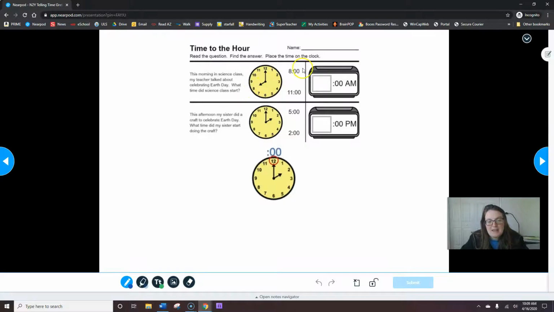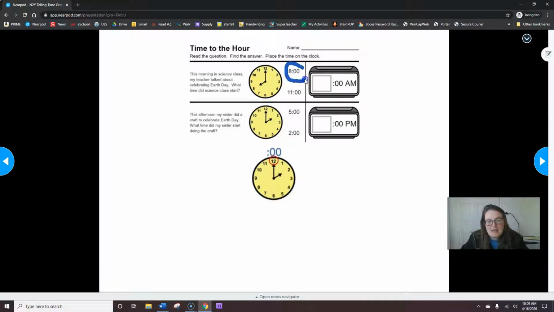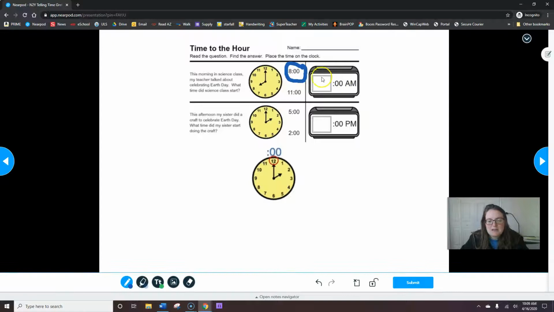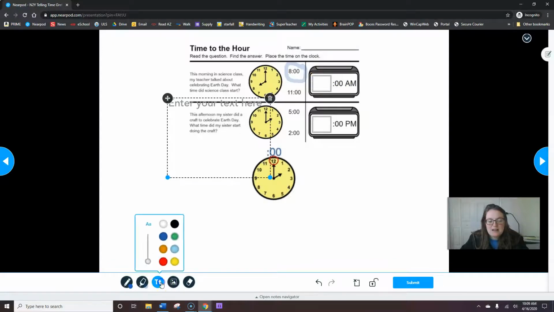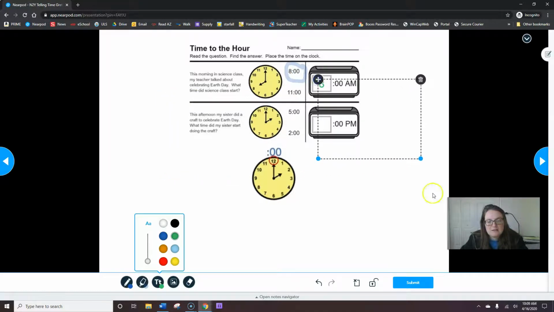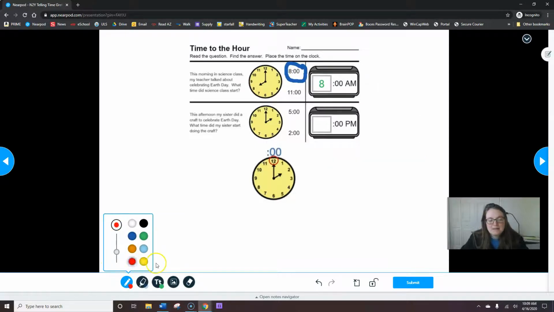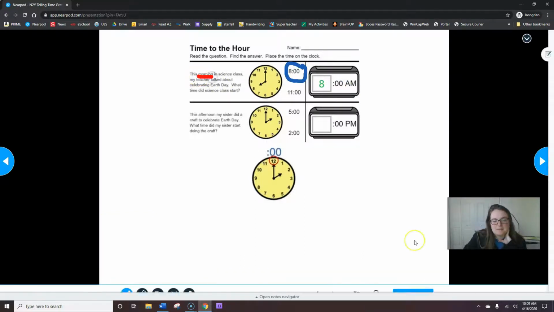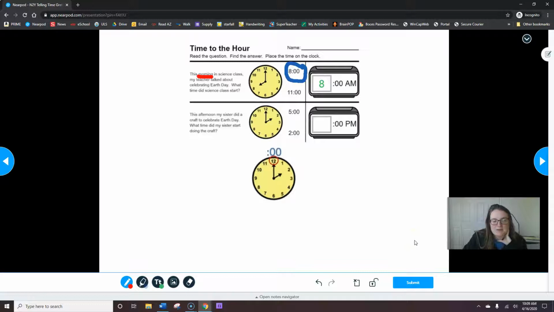It's pointing at the 8, so we're going to circle 8 o'clock. That means we need to write an 8 o'clock in the clock. So we can type an 8 if that's easier for us and slide it over. Okay? So this clock shows 8 o'clock a.m. because it says morning. Let's look at the next one.